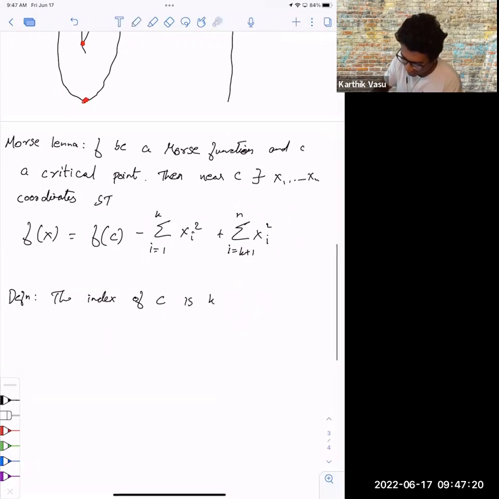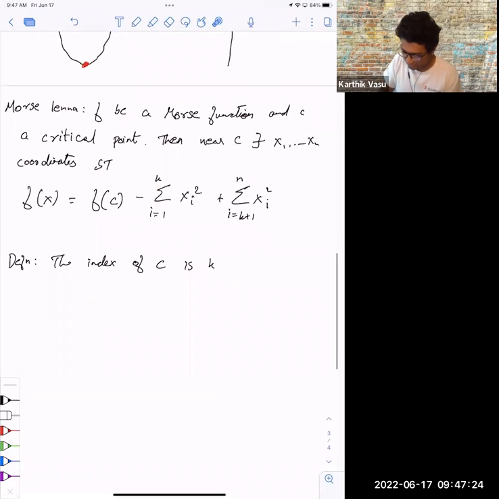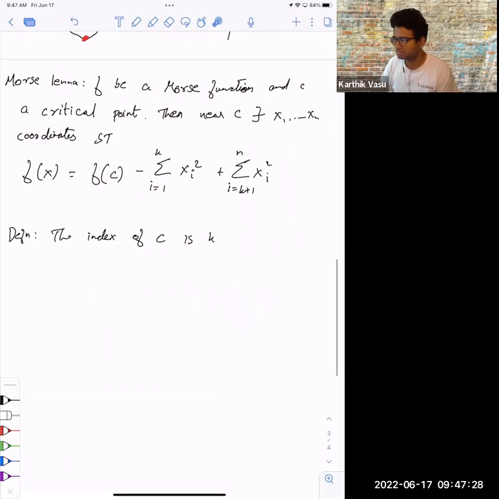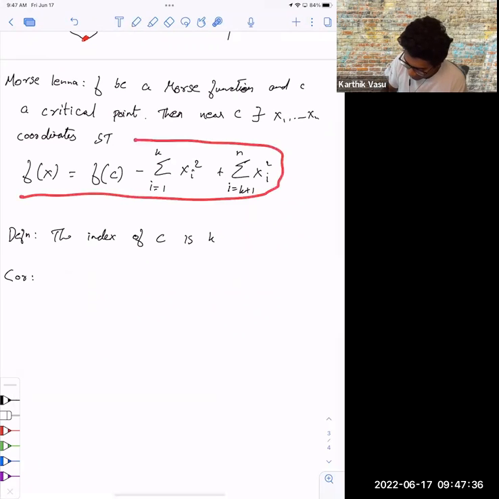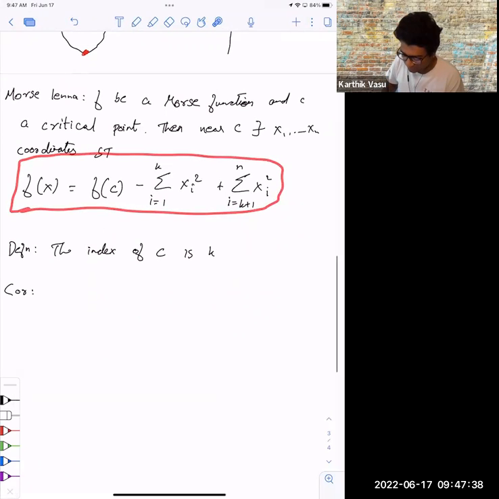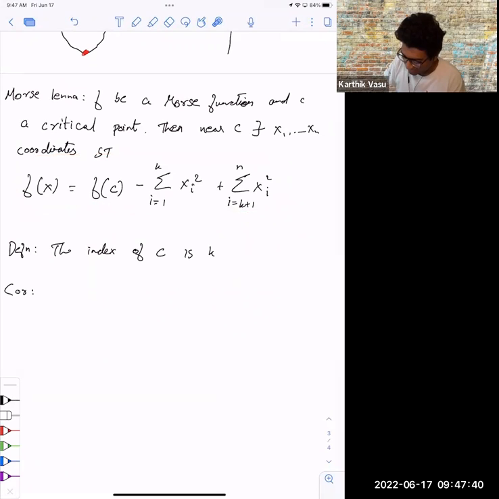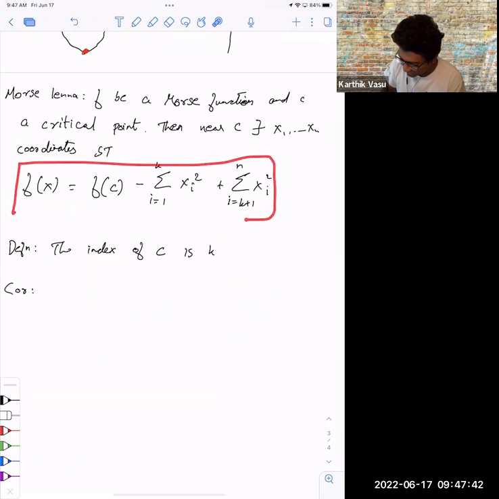So k will be defined to be the index of this critical point. So this k is only associated to the critical point and nothing to the charts. And another corollary of this is, as you saw in this local picture, if c was a critical point, there are no other critical points in a neighborhood of 0. Right? 0 was the only critical point.